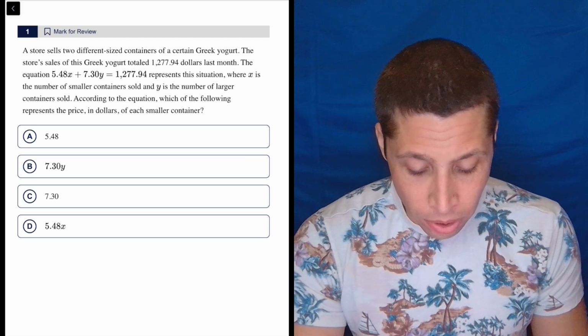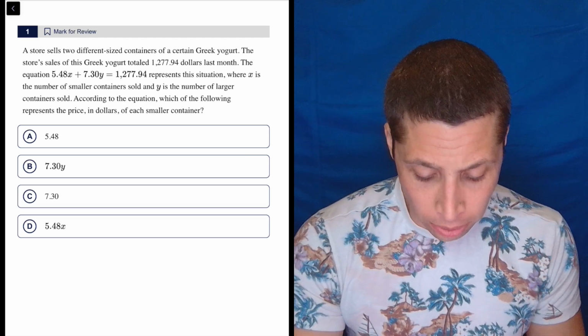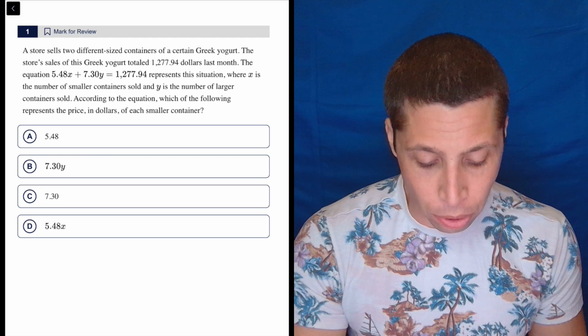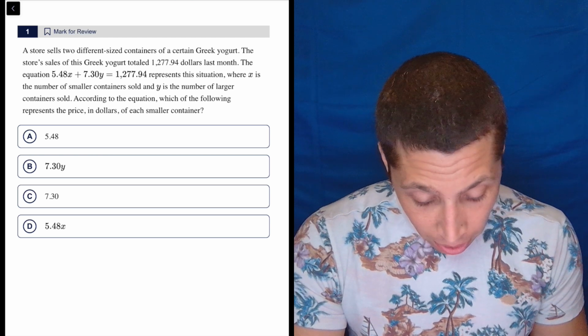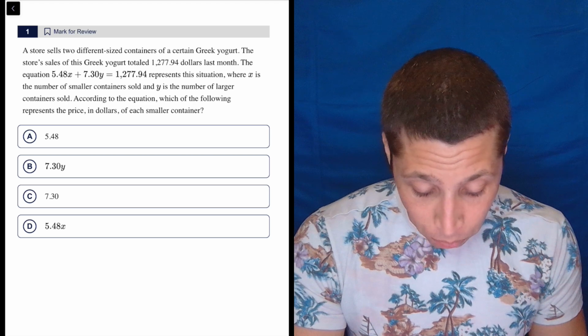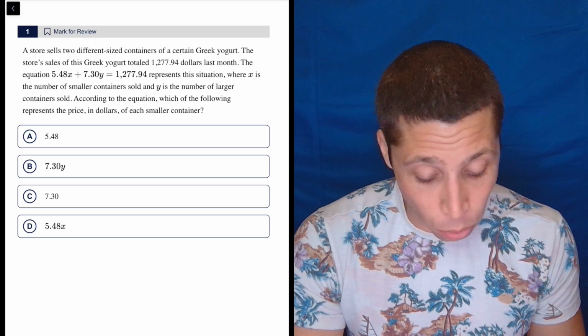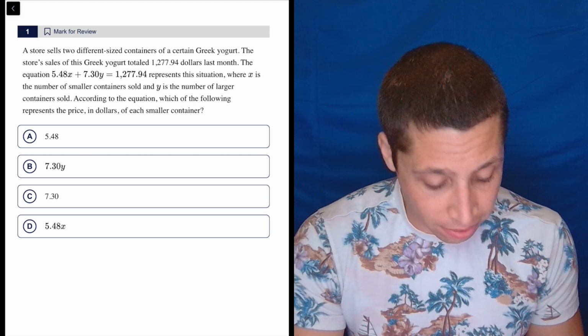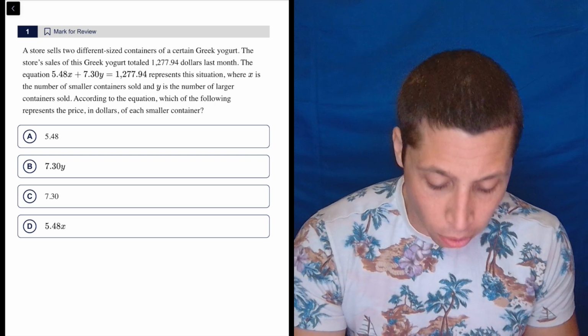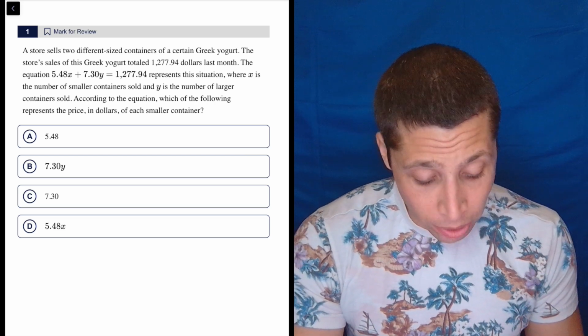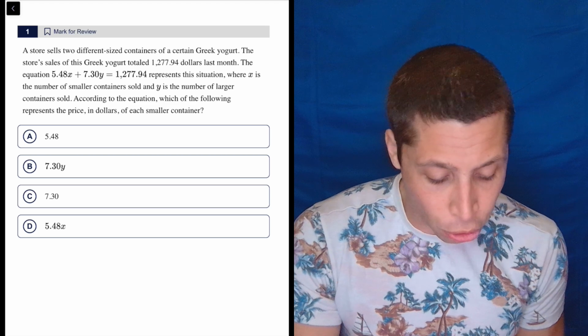The store sells 2 different size containers of a certain Greek yogurt. The store's sales of this Greek yogurt totaled $1,277.94 last month. The equation 5.48x plus 7.30y equals whatever represents this situation where x is the number of smaller containers sold and y is the number of larger containers sold. According to the equation, which of the following represents the price in dollars of each smaller container?